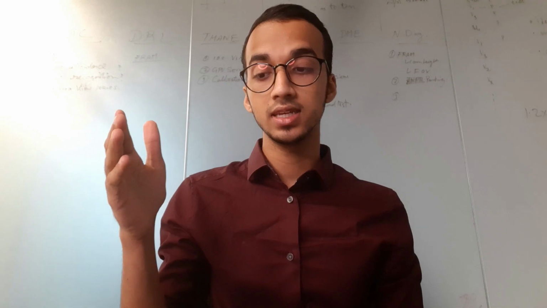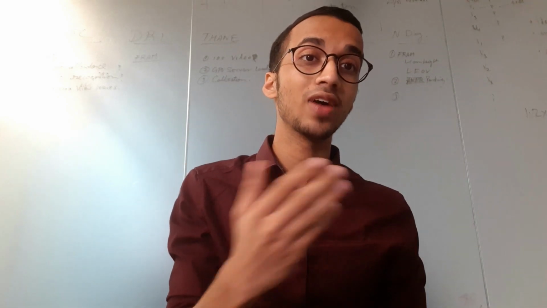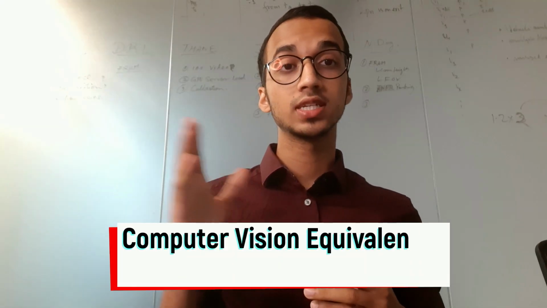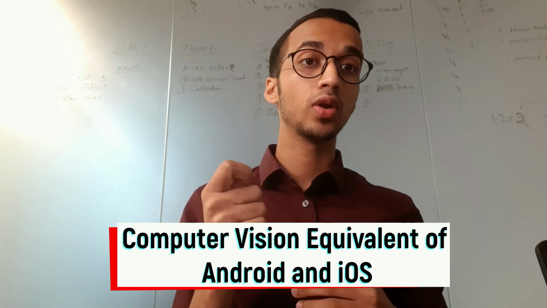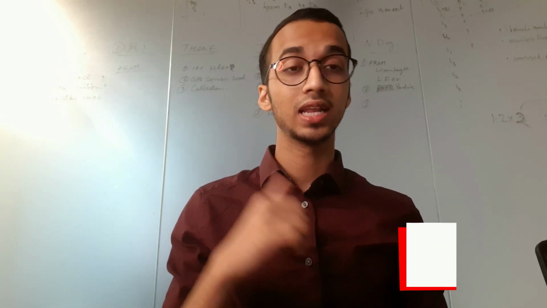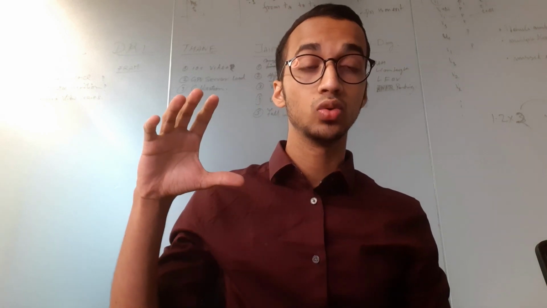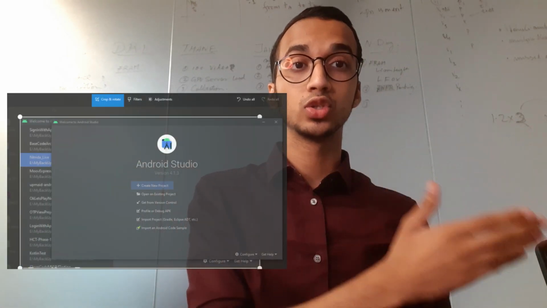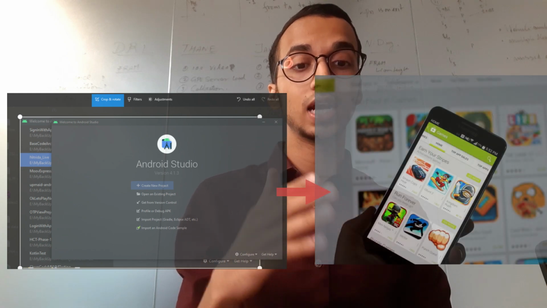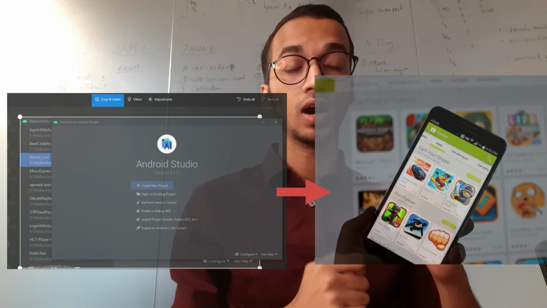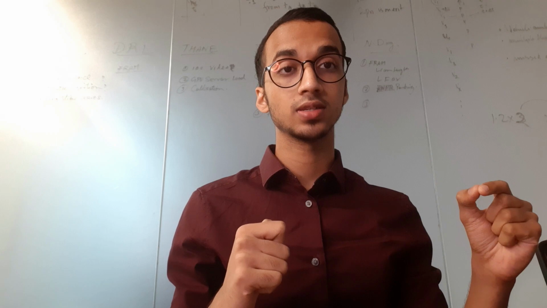Simply put, it is the computer vision equivalent of Android or iOS. Let's take Android, for example. What does Android allow a developer to do? It allows you as a developer to build applications. It provides you development environments like Android Studio, which makes sure that whatever applications you build on it are compatible with all Android devices.